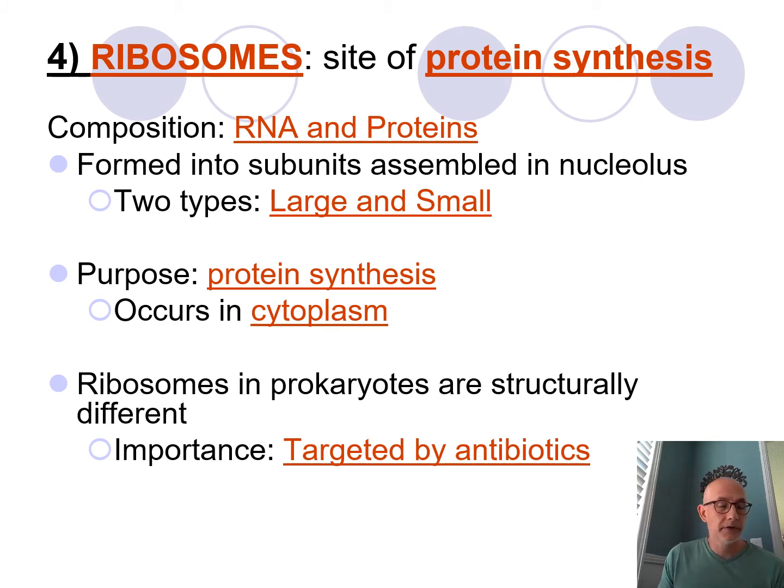And these are going to be slightly different in prokaryotes than in eukaryotes, and that makes them a target for antibiotics, for some types of antibiotics. And since our ribosomes are different, they aren't affected by the antibiotics, so our cells can continue to make proteins and survive, and because the proteins can't be made inside of the bacteria, they end up dying.